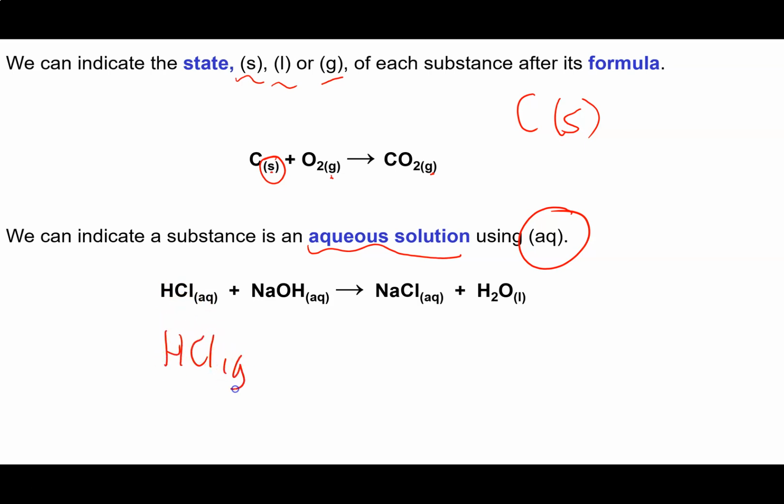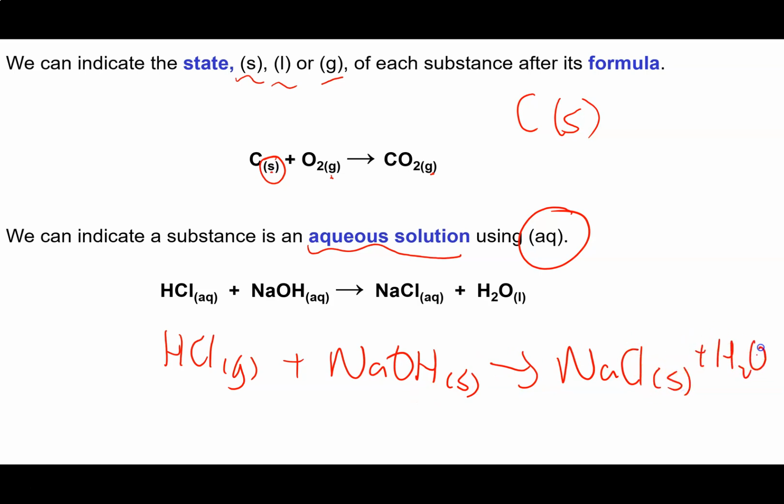Hydrogen chloride is actually a gas. Sodium hydroxide, when it's the pure substance, is actually a solid. Sodium chloride, the pure substance, is a solid. And water is a liquid at room temperature. So indicating that all of these things are dissolved in water is very important here, because otherwise we'd be completely confused about what was happening with this reaction if we assumed that they were in their standard state at normal pressure and temperature.